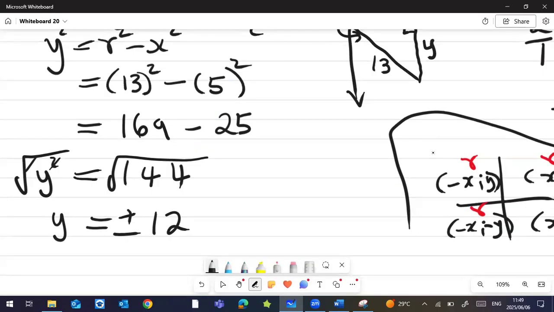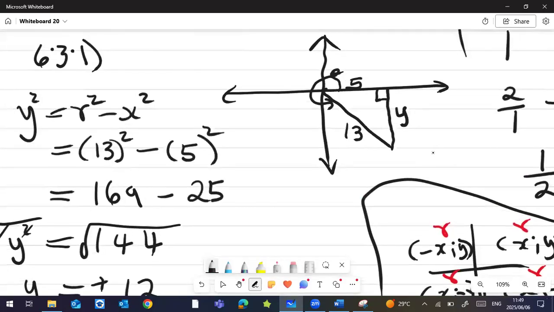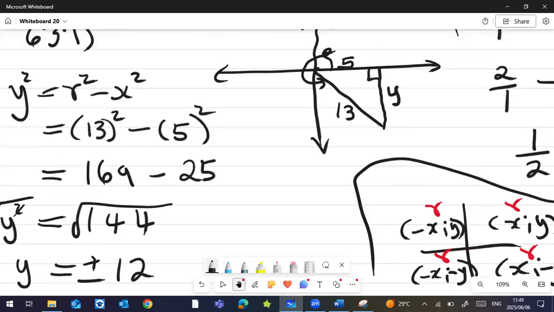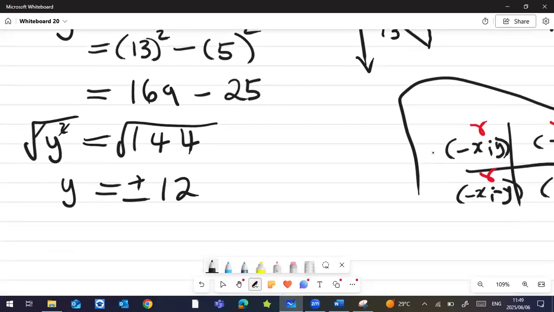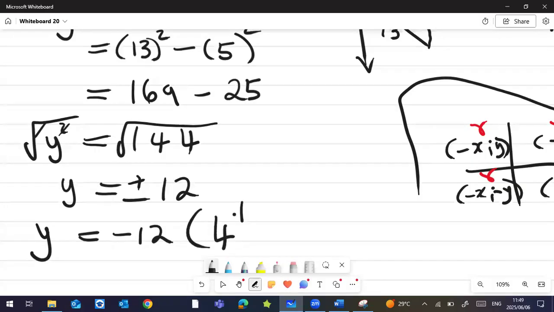Then we must look at the quadrant. We are working in which quadrant? We are in the fourth quadrant. What are we saying about y in that quadrant? y is negative in that quadrant. y should then be negative 12, the reason being the fourth quadrant. So you can just abbreviate in brackets: fourth quad. You give the examiner the reason.